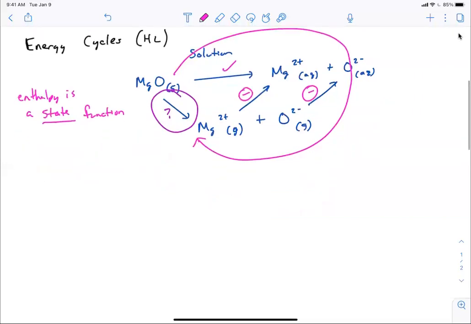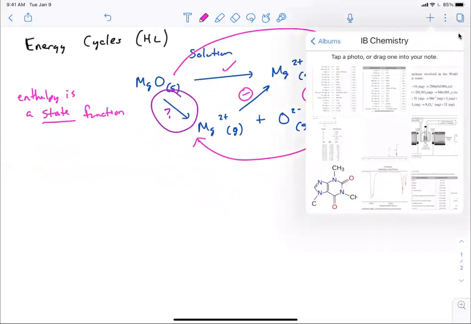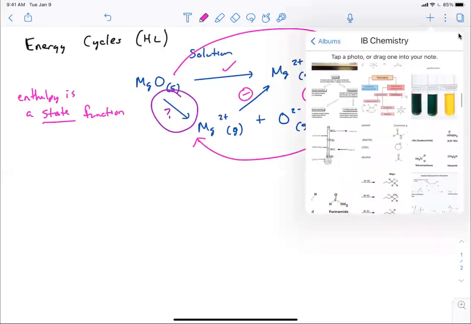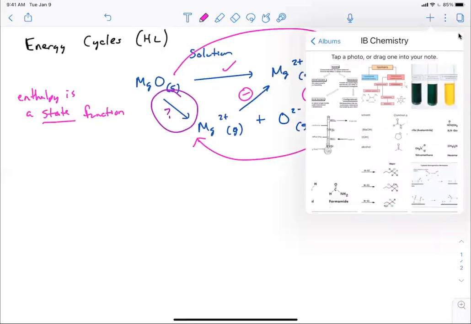So let me see. I think I might have one really quickly and then we'll go back to, let's see. Yes. Is the arrow on top enthalpy of solution? That's solution. Hydration is gaseous to aqueous.